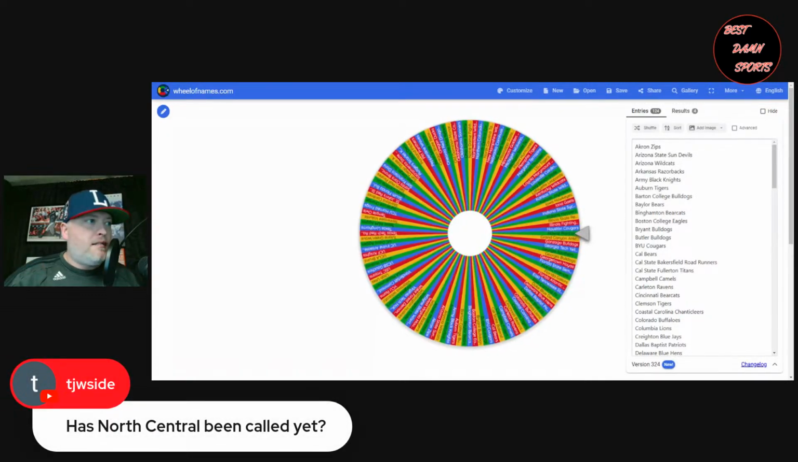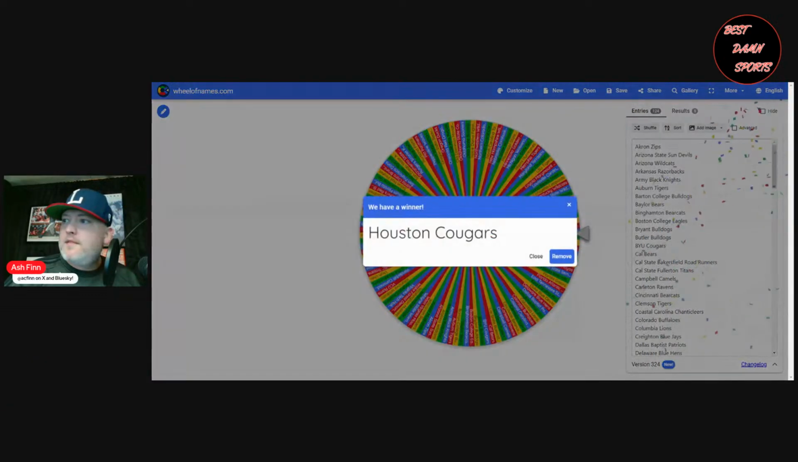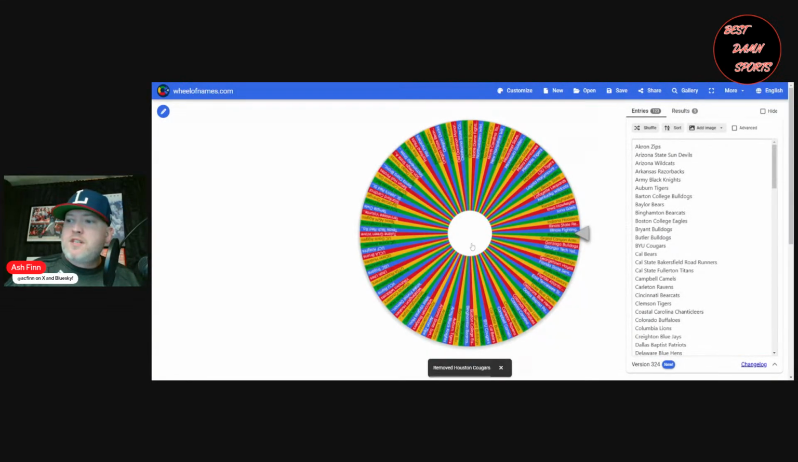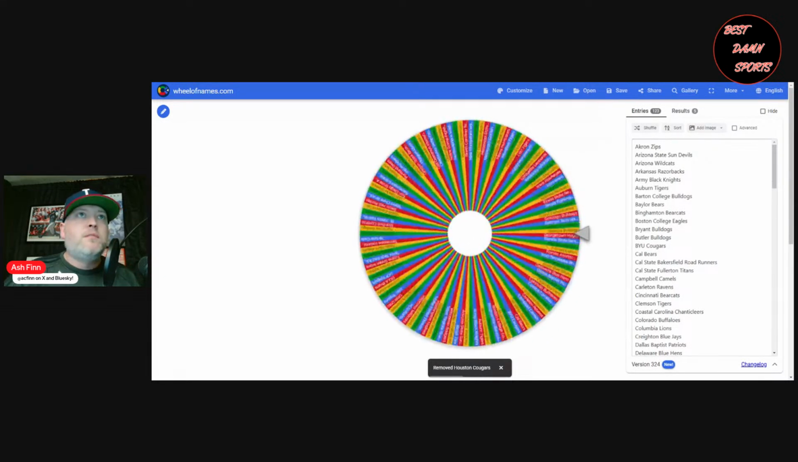They have not been taken yet. All right. And now we have a Big 12 team taken again. So drafting 15th in the Big 12 will be the Houston Cougars. We'll remove them and we'll spin it again. Let's see where we go.